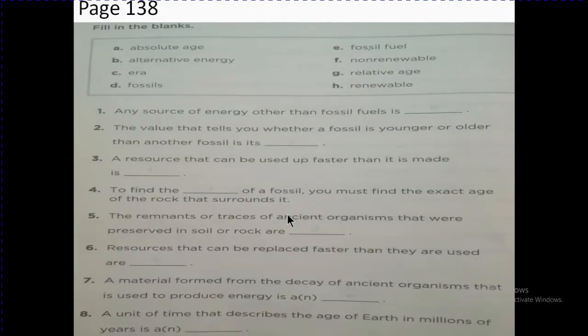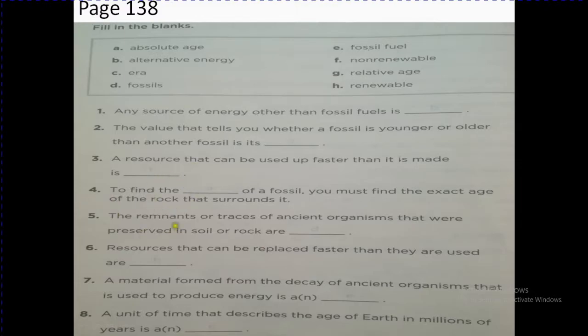So let's start first with page number 138. Here is the fill in the blank, so fill in the blank with the correct or best option. You have the options here. The first answer is B, alternative energy. Then the number 2 statement, the best option is G, relative age. Then in number 3, the answer is F, non-renewable.